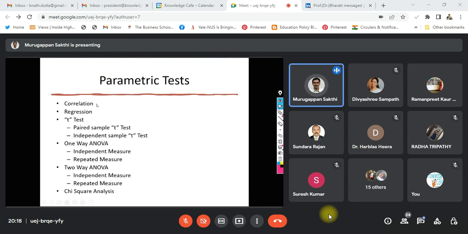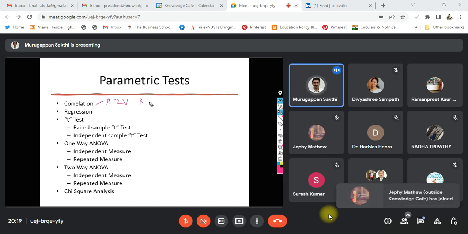Parametric test, correlation. Can you say what is correlation? When you would like to measure the association between two variables, you have to apply correlation, and that too for ratio data. Ratio data, two variables. Sir, if it is ordinal data, what shall I do? Rank correlation. Sir, if it is nominal? Correlation cannot be conducted, but an association test can be conducted. Sir, what are the association tests? In the non-parametric tests, I will showcase to you.